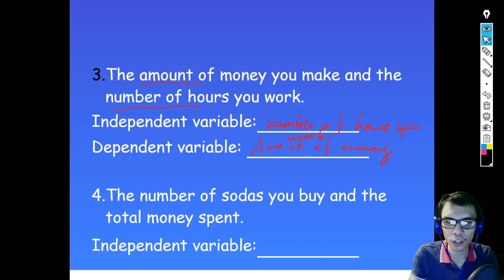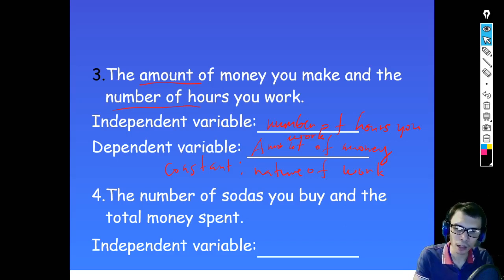So what are the constants? I just give you one constant. The constant might be the nature of work. The persons should have the same nature of work. If you compare different persons, they should have similar nature of work so that you will be able to track how much money they earn based on the number of hours they work.